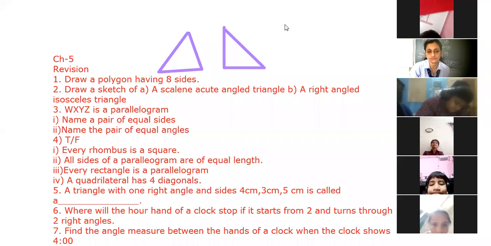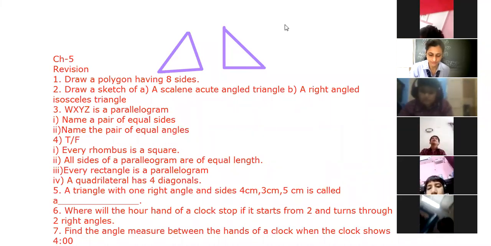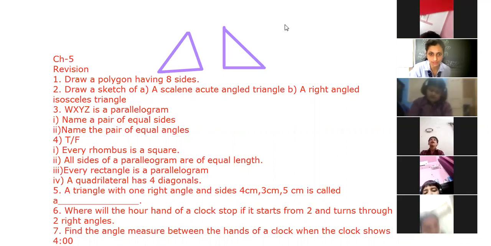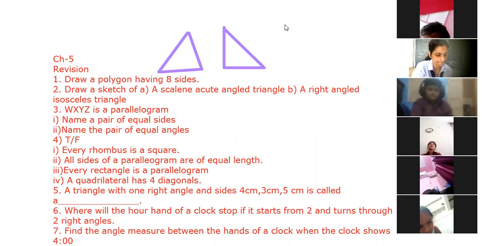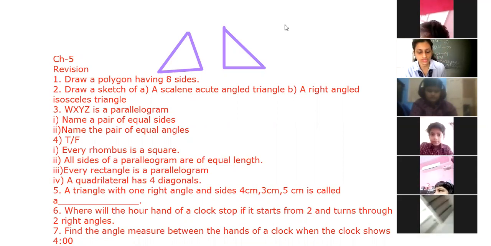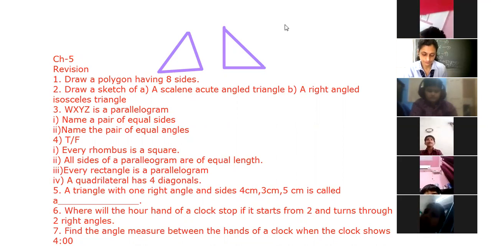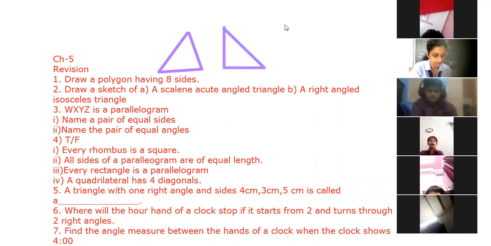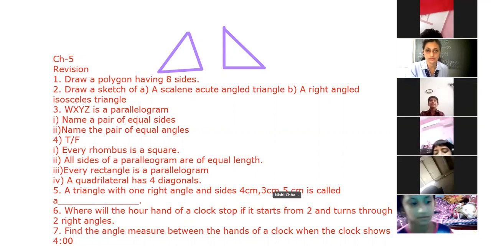Okay, third one is left. Every rectangle is a parallelogram. It's true or false? It's true. That's right. It's true. Okay, class.